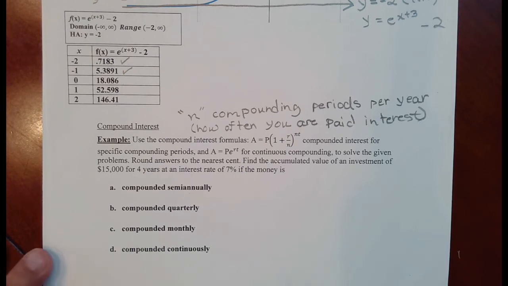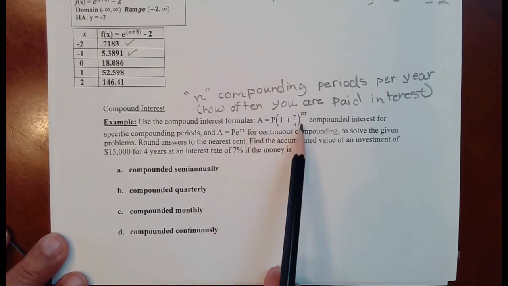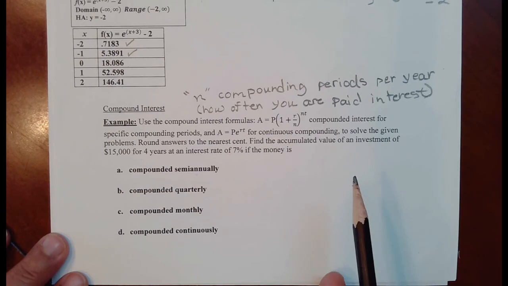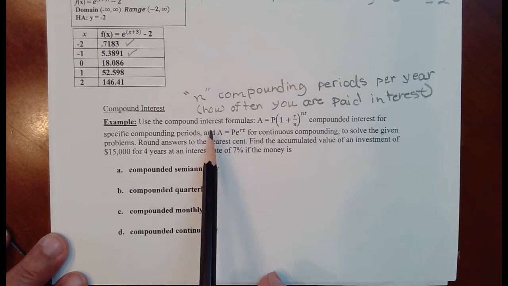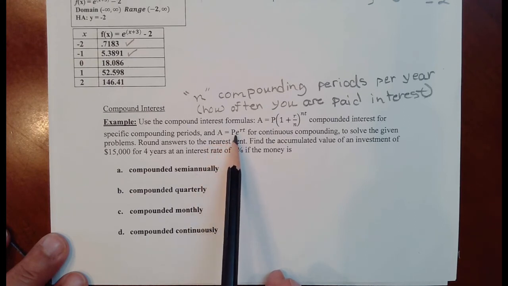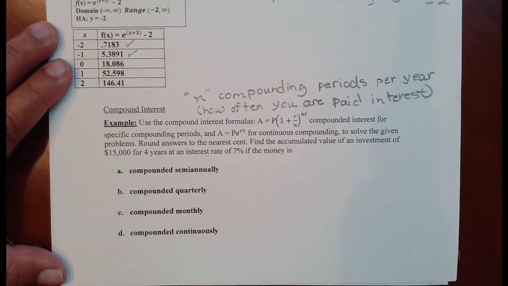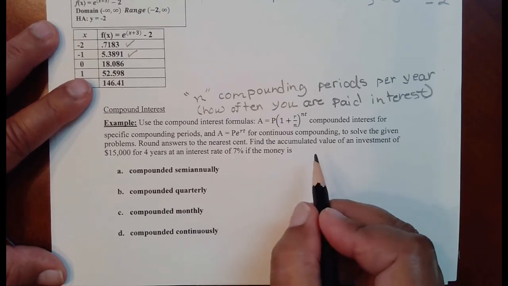You're also going to need to know what R stands for. Okay, so R, I'll just put that right here. R is the interest rate as a decimal. You have to write it as a decimal.